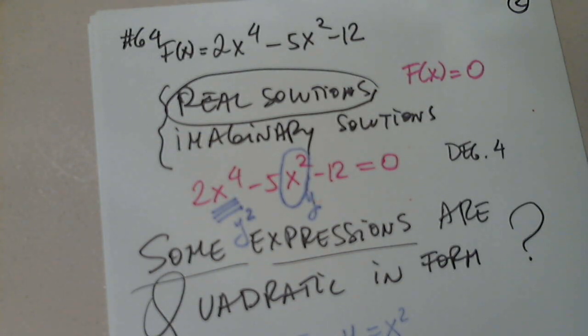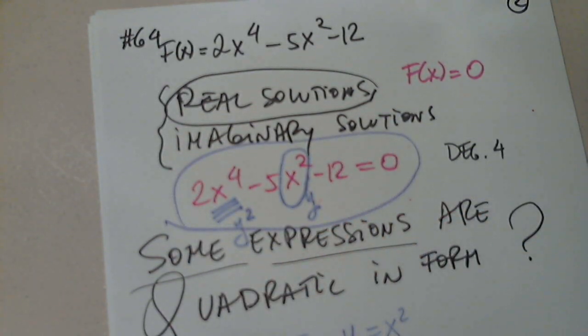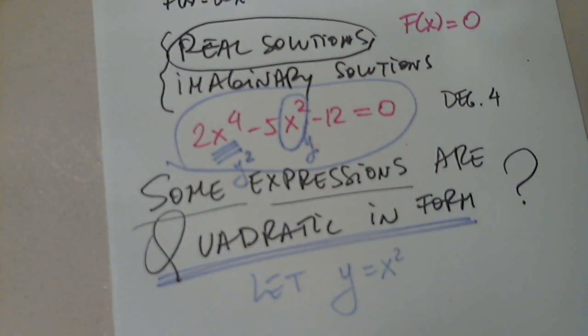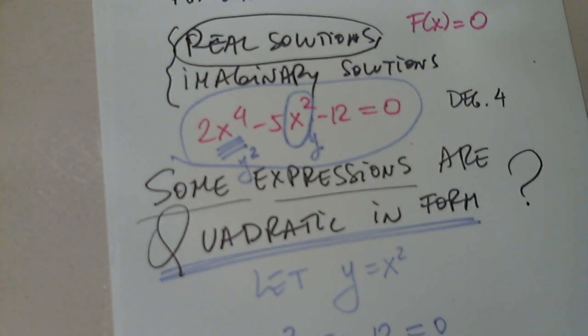So because I do, then I will consider this equation quadratic in form. In other words, I can replace it by 2y squared minus 5y minus 12 equals 0.